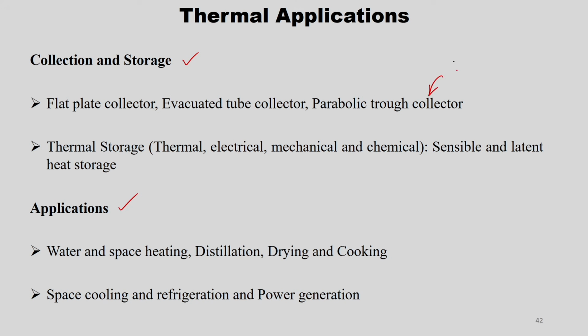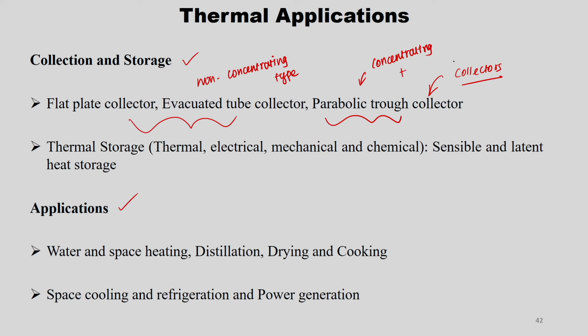In terms of collection, the device used is the solar collector. There are two major categories, one is the non-concentrating type and the other is the concentrating type. In the non-concentrating type, we do not make any special effort to concentrate the solar energy. The major collectors in this category are the FPC, flat plate collector, and the evacuated tube collector.